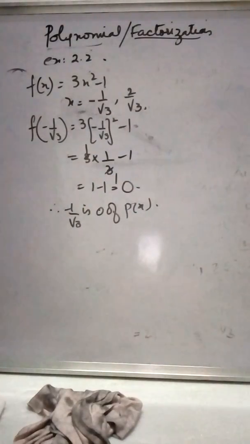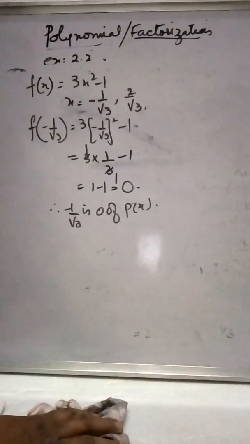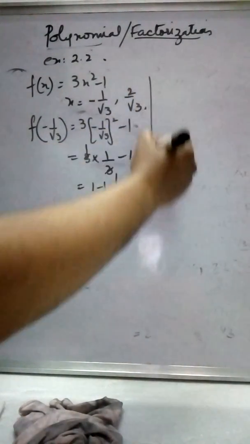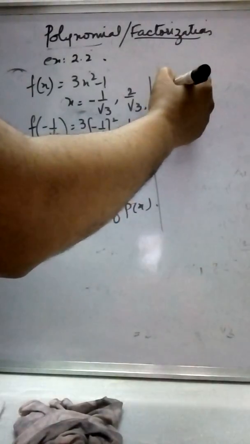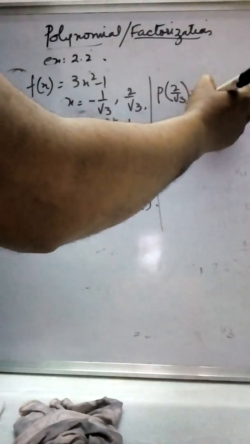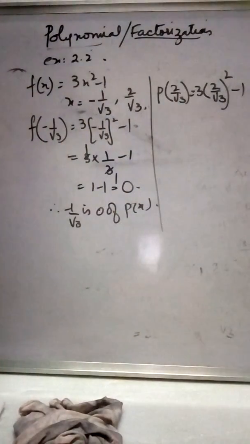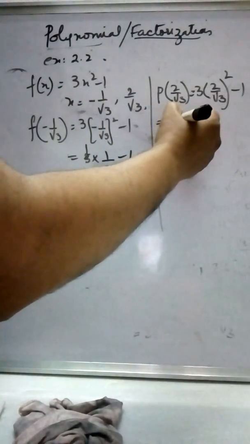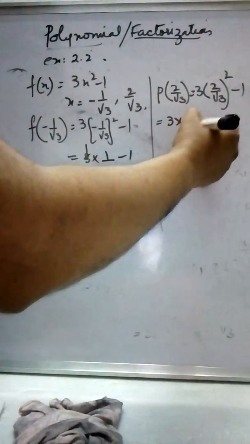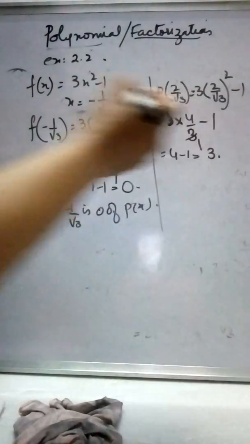Okay, so next we will see P(2 by root 3), which is equal to 3 into (2 by root 3) whole squared minus 1. So this gives me 3 into 2 squared, 4, over root 3 whole squared, which is 3, minus 1. 3 one times, so I'm getting 4 minus 1, which is equal to 3.